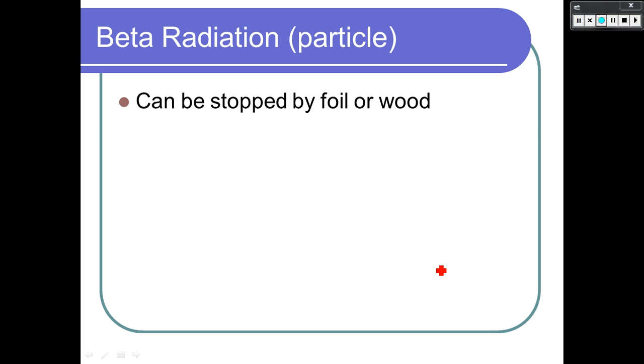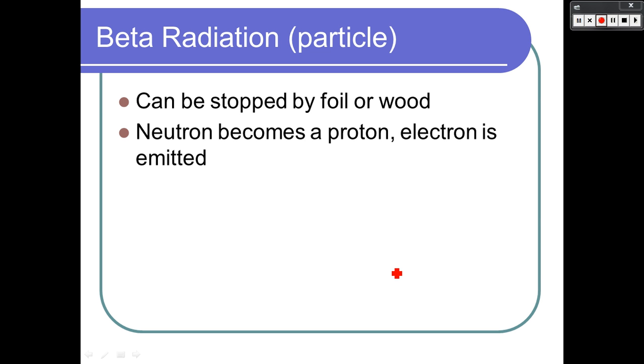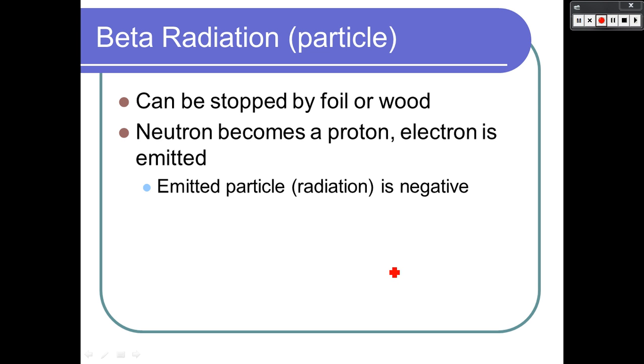So beta radiation can be stopped by something like a piece of aluminum foil or wood. It's also not as damaging, but more so than alpha radiation. In beta radiation, a neutron becomes a proton and an electron is emitted, is given off. That emitted particle, that electron, is the beta radiation. And so beta radiation is negative in this case because an electron is negative. If you look more deeply into beta radiation, there's actually another type of beta radiation, and I'm going to mention that. Your book calls it something a little different. It really depends on what source you look at, and we'll talk about that in a minute.